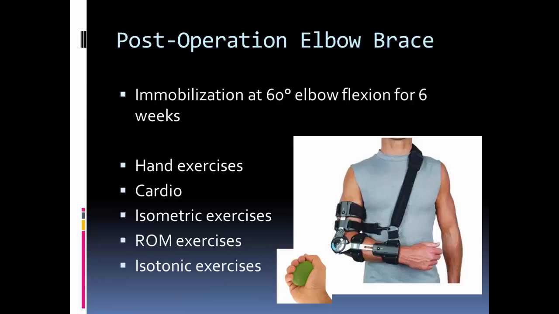Following a typical elbow surgery, the elbow is immobilized at 60 degrees of flexion for 6 weeks. Additional rehab can include hand exercises, cardiovascular endurance, isometric exercises, range of motion exercises, and isotonic exercises.